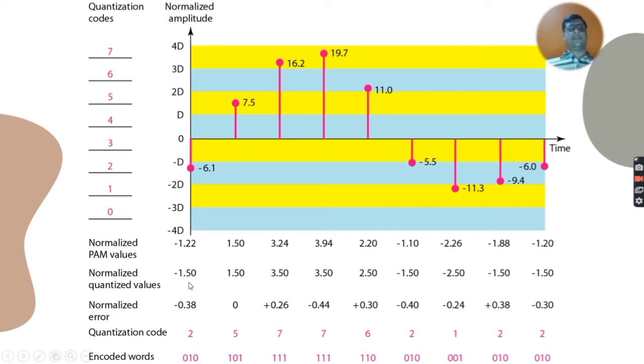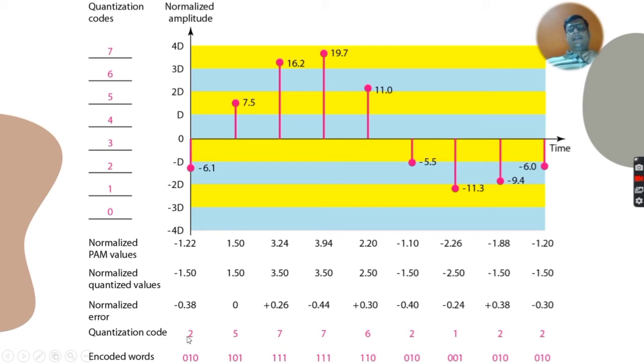Okay. So with this nearest value, when we are going to identify the error, this is the normalized quantized value and this is the normalized PAM value. If you take the difference between these two, you will get a normalized error. So this is called a normalized error. The normalized errors are identified with the quantization code.